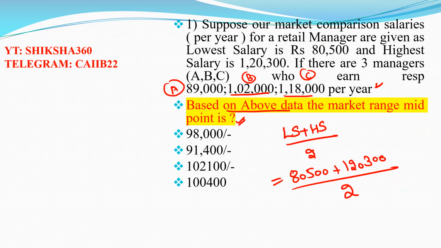So what is the answer here? 80,500 plus 1,20,300. I request all of you to please take out your calculator and try to solve. Basically we will get 1,04,000 when we solve this. So this is our answer. Option D is our answer. I hope this question is clear to all of you. Next, let's move towards the next question.